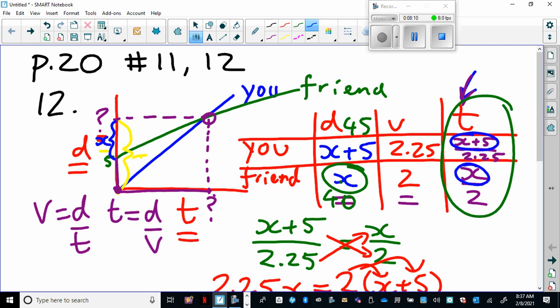You only have to plug it into one, really, because you know that the time is equal for both of them. But if you plug 40 into this one down here, which is obviously the easiest one, you get 20 seconds. This is 40 meters. This is 45 meters. So then you're going to have to write the answer to the question in sentence form, and the answer is you will meet in 20 seconds. At that point, your displacement will be 45 meters. Your friend's displacement will be 40 meters.